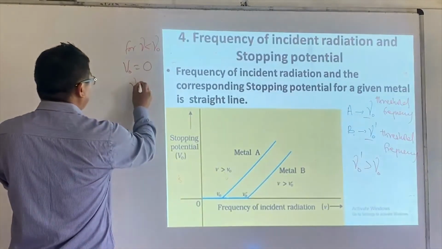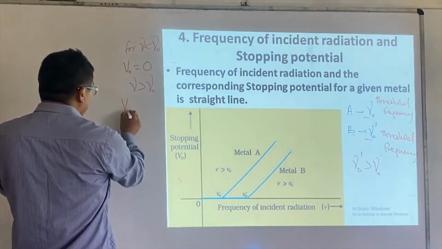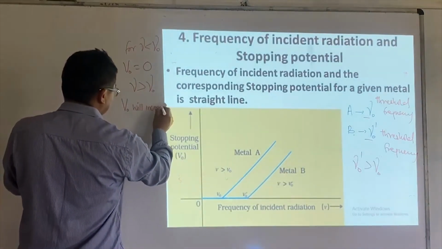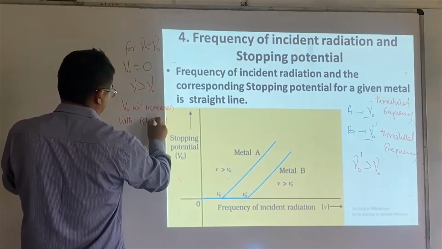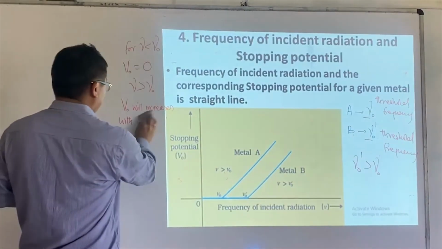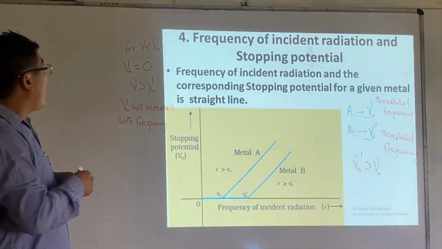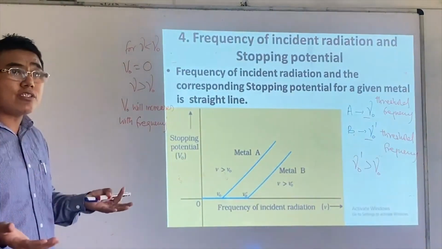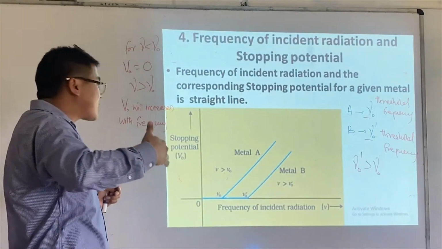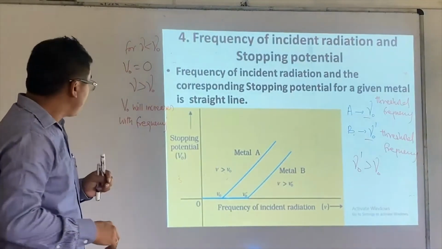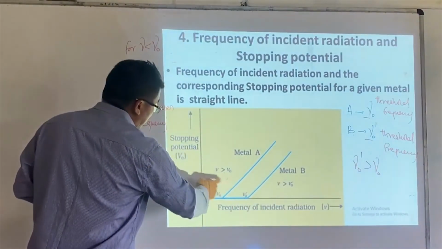Once the frequency is more than the threshold frequency, then the stopping potential will increase with frequency. Until you reach the threshold frequency, no emission takes place, so stopping potential is zero. Once the frequency becomes more than the threshold frequency, the stopping potential increases with increase in frequency.